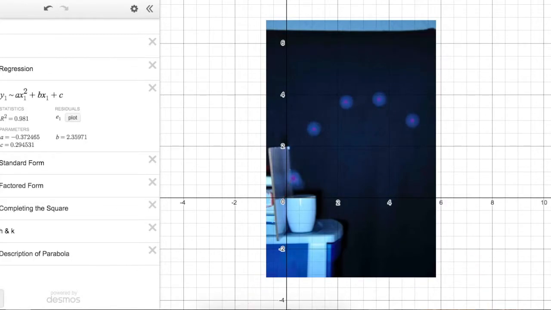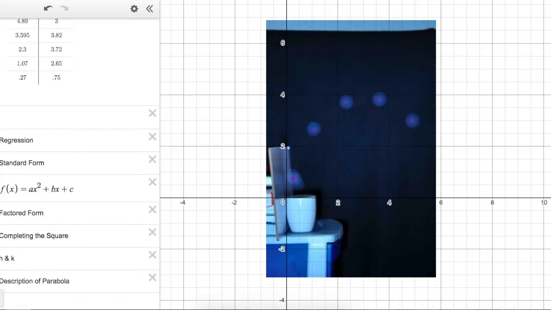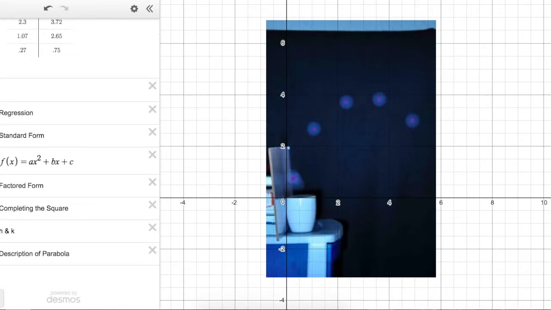is. To find the standard form, we use the values a, b, and c, and the standard form equation is f of x equals ax squared plus bx plus c. From that, we get a parabola that outlines the path of the thrown ball.